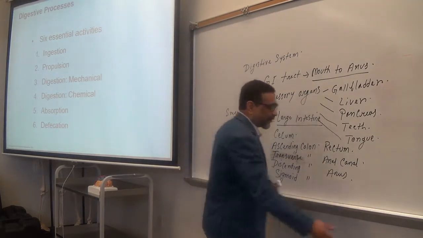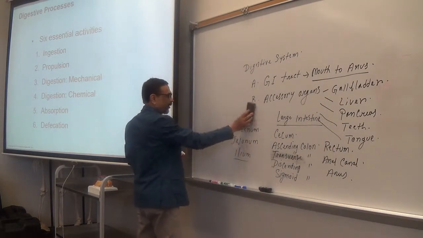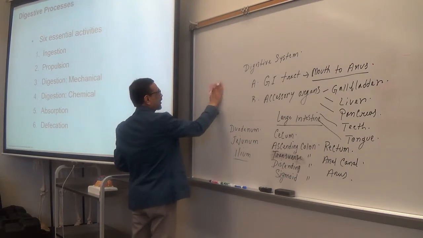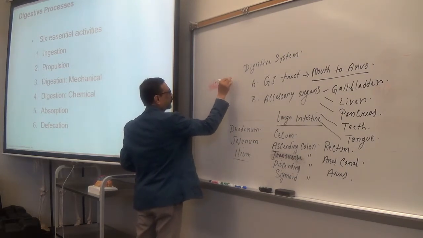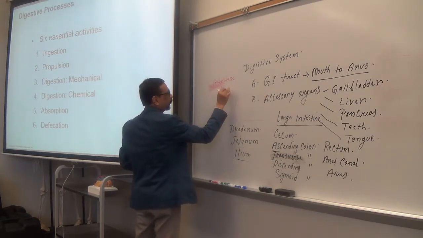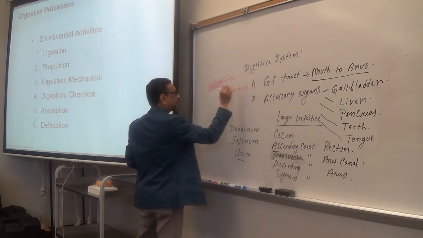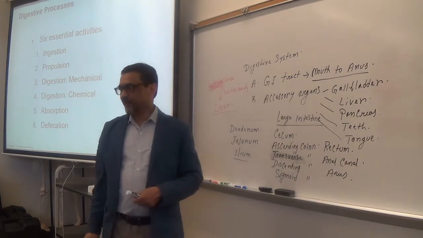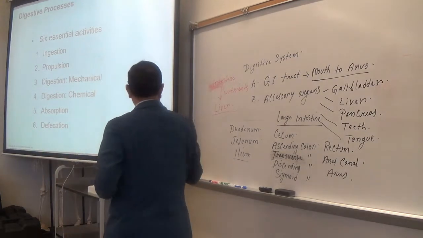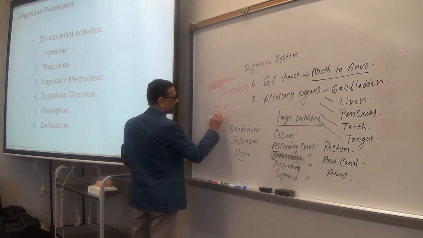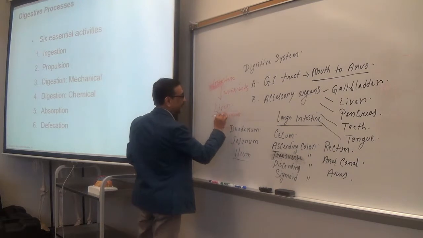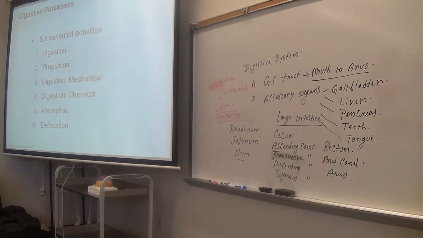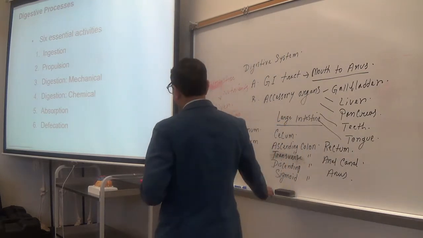Now, the nutrients are taken into the blood, and blood from the small intestine takes the nutrients to the liver. So blood takes the nutrients to the liver. Okay? And in the liver, the processing of nutrients takes place. First processing of nutrients takes place in the liver. That's why liver is very important. First processing of nutrients occurs in the liver.